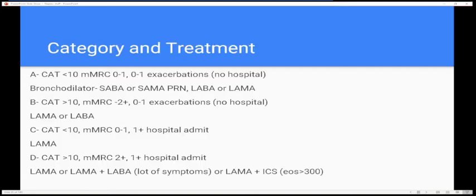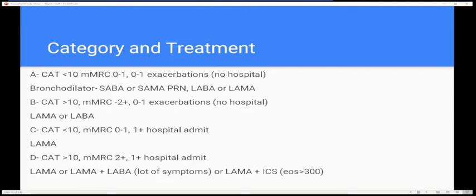So category and treatment. The categories are A, B, C, and D, with D obviously being the worst. A is a CAT score less than 10, with an mMRC, the breathlessness, of 0 to 1, and exacerbations 0 to 1, which means no hospitalizations. For that, you'd use a bronchodilator like a SABA or a SAMA PRN, or a LABA or LAMA. B is a CAT score greater than 10, with an mMRC of 2, but you're still not being hospitalized, so you're using a LAMA or a LABA.